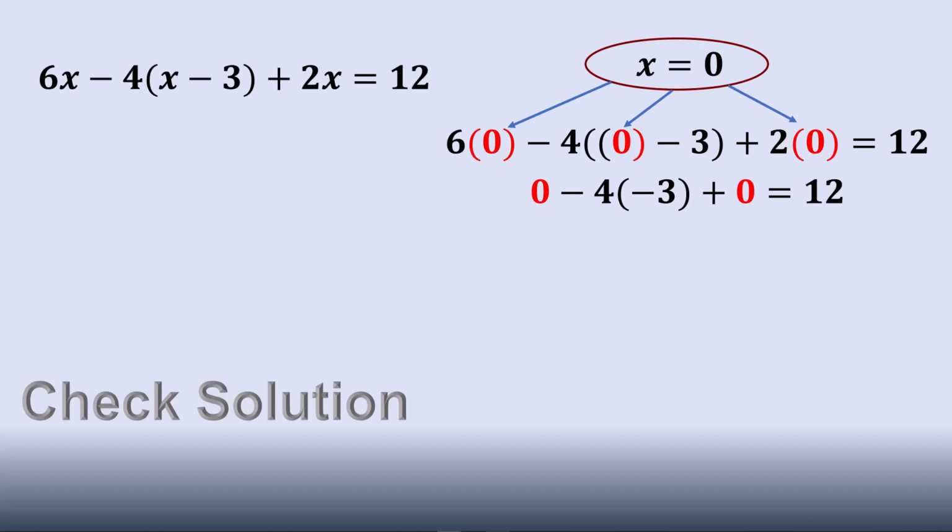0 minus 3 is negative 3. 2 times 0 is 0. And so now the zeros just drop out. Negative 4 times negative 3 becomes 12, which checks out.